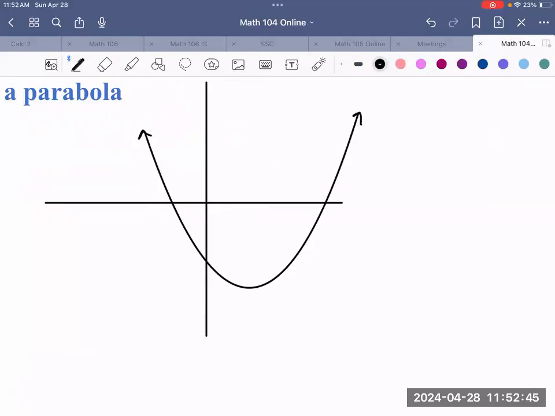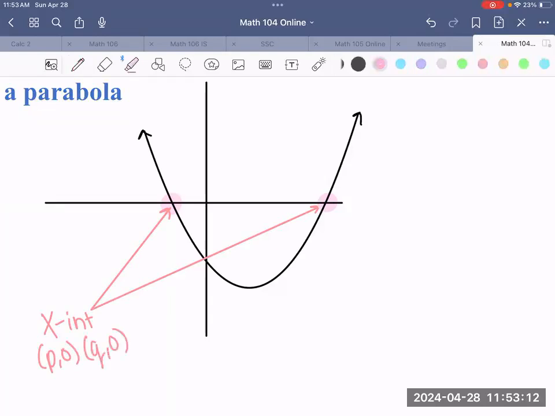Now, can you identify key features on here just by circling and labeling what they would be? Well, these would be your x-intercepts. So these are your x-intercepts. This is what you could call your P and your Q. Your y-intercept would be located right here.